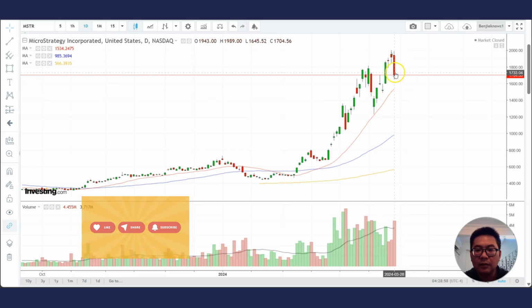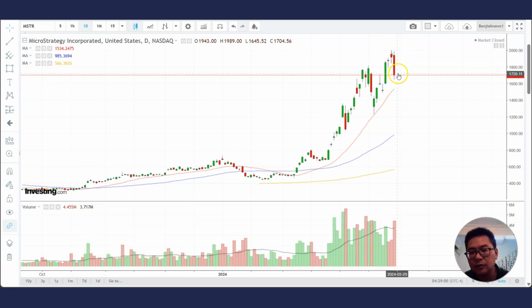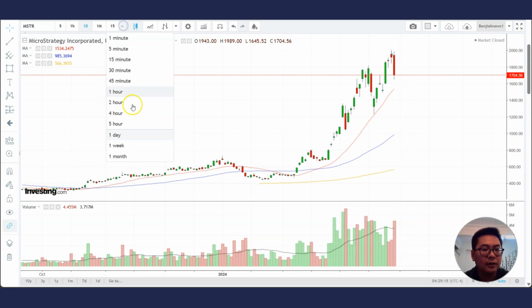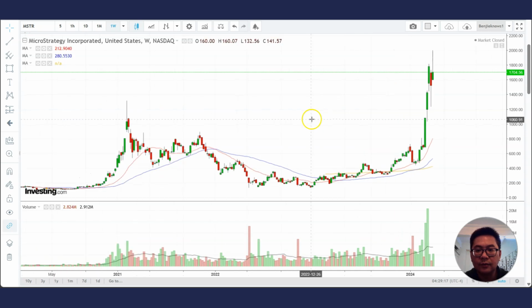This is the daily chart. I might say if it drops and corrects and meets the rising 20 MA, then it may be a good area for you to buy the stock for a swing trade. Or if it corrects to the 50 MA. Let's take a look at the weekly chart.